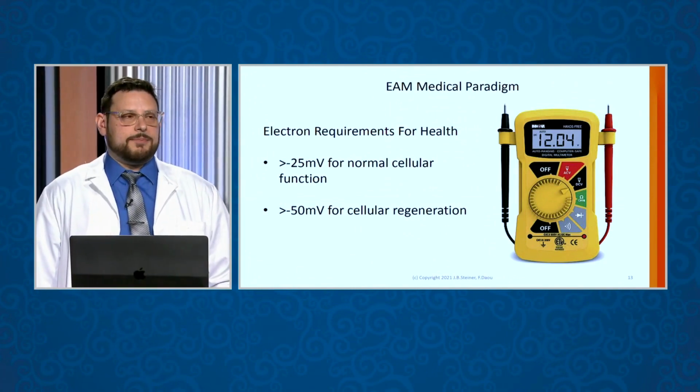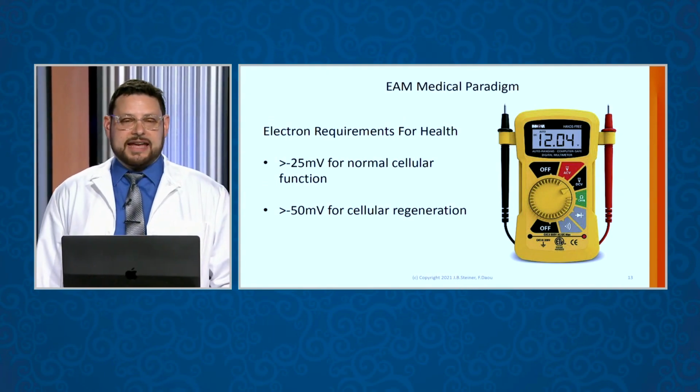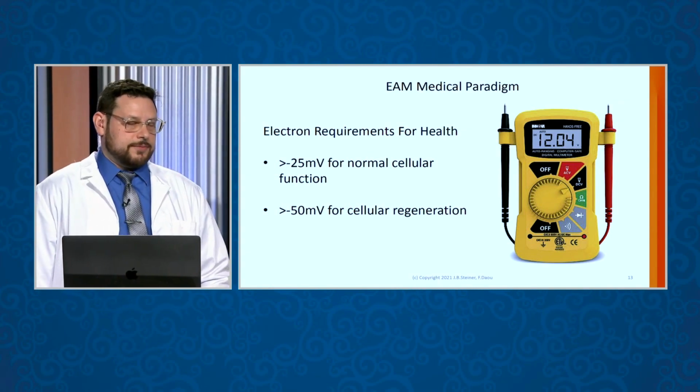Roughly, we can measure these things, and roughly, we found -20. Why do I put negative there? It's because electrons have a negative charge.